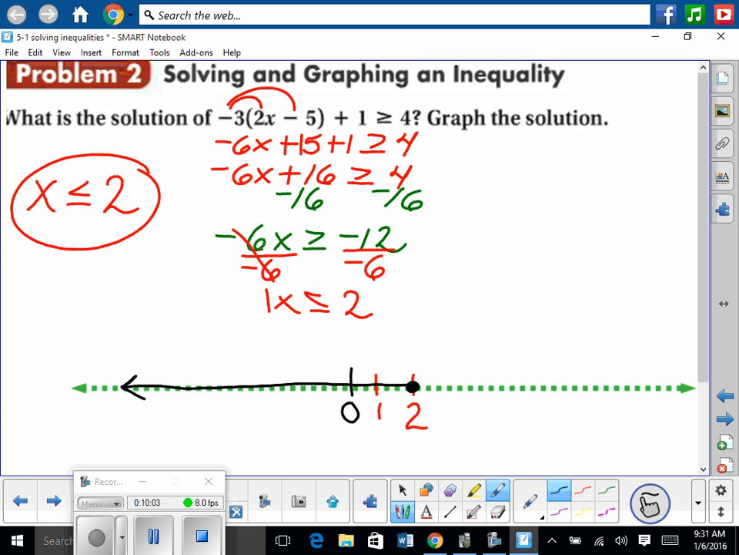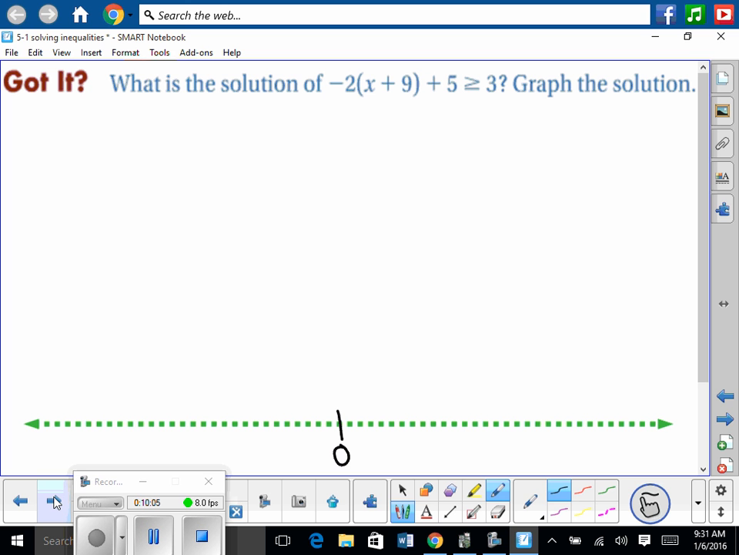One more example. Okay, what's the solution of -2 times x plus 9, plus 5, is greater than or equal to 3? Once again, if you want to distribute, I'm okay with that. So -2 times x is -2x. -2 times 9 is -18, plus 5 is greater than or equal to 3.